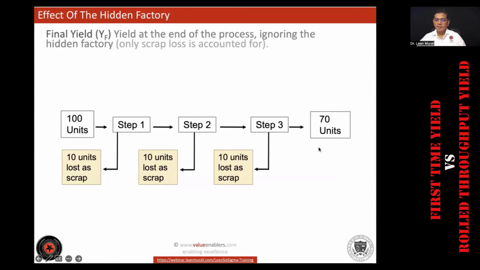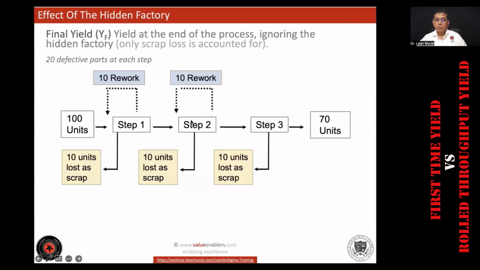Very simple, right? Now suppose at each step 20 defective parts were there. Out of these 20 defective parts, 10 were scrapped and 10 were reworked. Again in step 2, 20 defective were there, 10 were scrapped and 10 were reworked. And again in step 3, 20 defective parts were there, 10 were scrapped and 10 were reworked. Still, the final yield is 70 only.